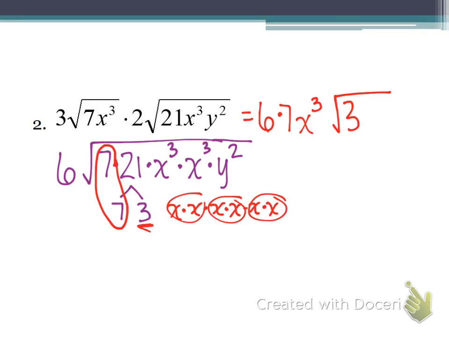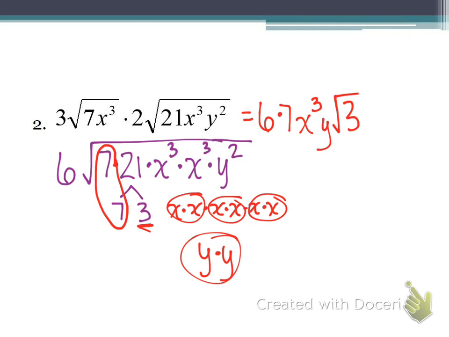If you need to, write out all 6 of your x's and circle them in groups of 2. 1, 2, 3. All right, the last thing we have to deal with is the y. We've got y squared. What's the square root of y squared? Just y. Again, if you want to write it out, you have 2 of them. That makes a group. 1 comes out. Do we have any underneath? No.